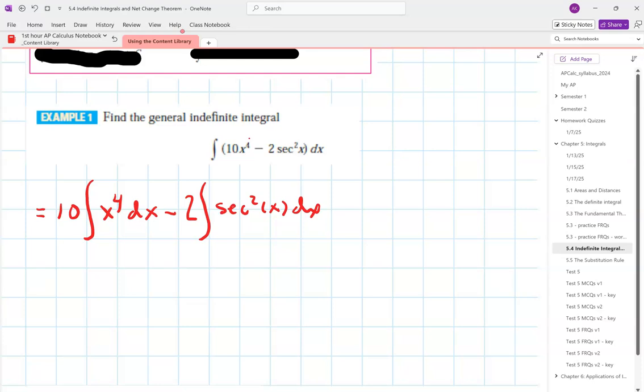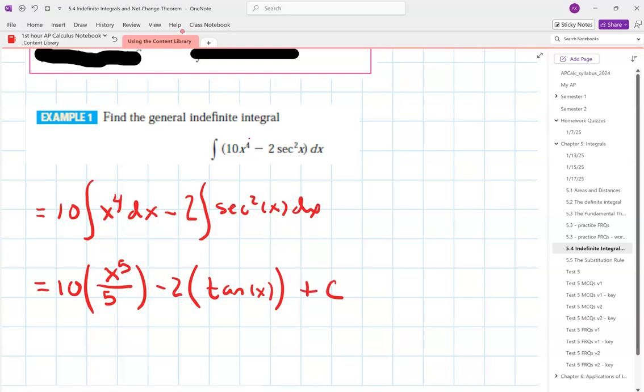We differentiate things term by term. We ignore the constants out front, right? All right. So what is the antiderivative of x to the fourth? X to the fifth over 5. Very good. What's the antiderivative of secant squared? Tangent. And then we need one other thing here.